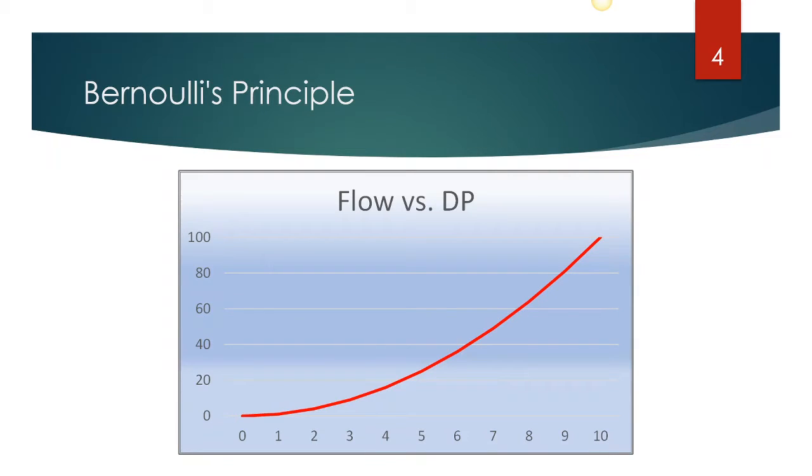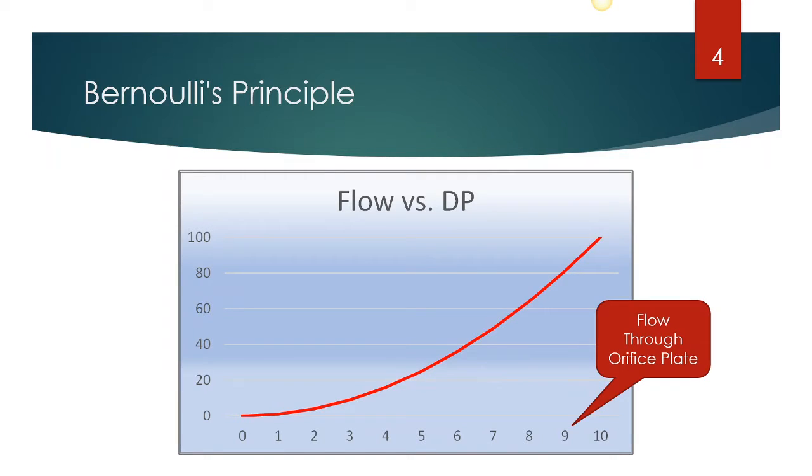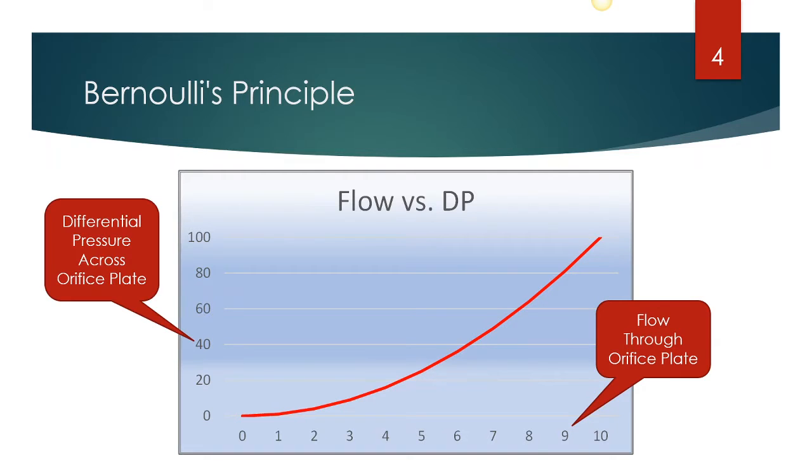And the Bernoulli principle shows, this is a scientist who found this relationship, that as the flow increases through the orifice plate, the differential pressure across the orifice plate will increase by the square of the flow. So if I go from 1 gallon per minute to 2 gallons per minute, the resulting differential pressure across there will have gained in magnitude a square of that difference. And that's why we no longer have a straight line.